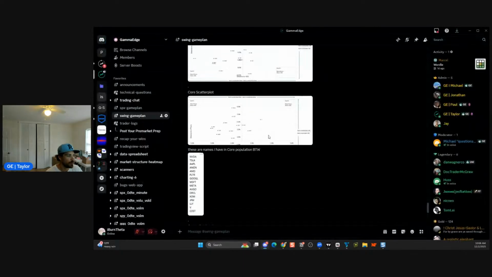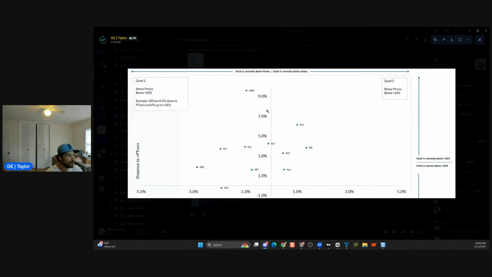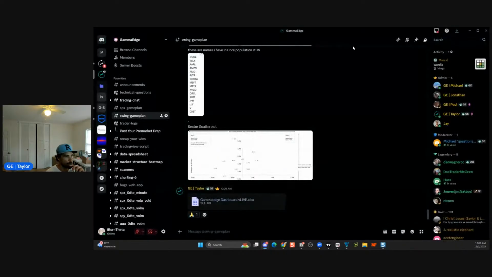So yeah, just an example there. Then lastly, we have the sector scatter plot. So these are all the sectors, right? Just to understand what sectors are above P-trans and all that good stuff.